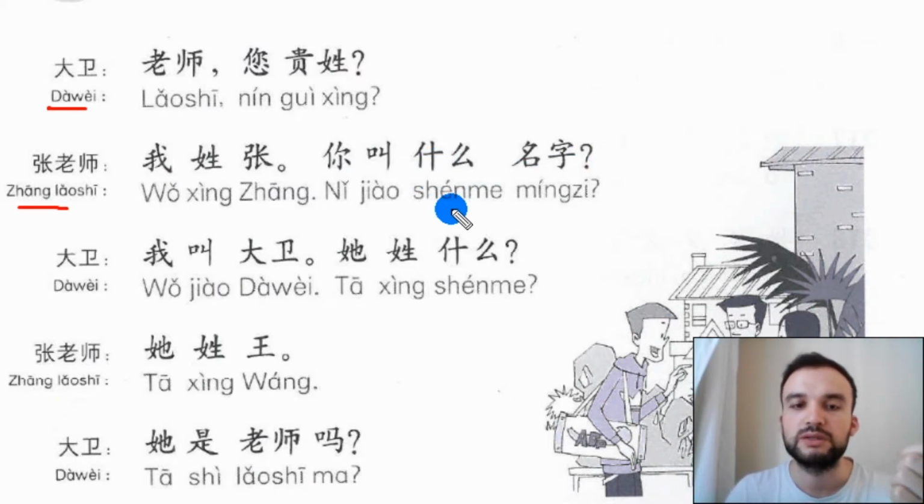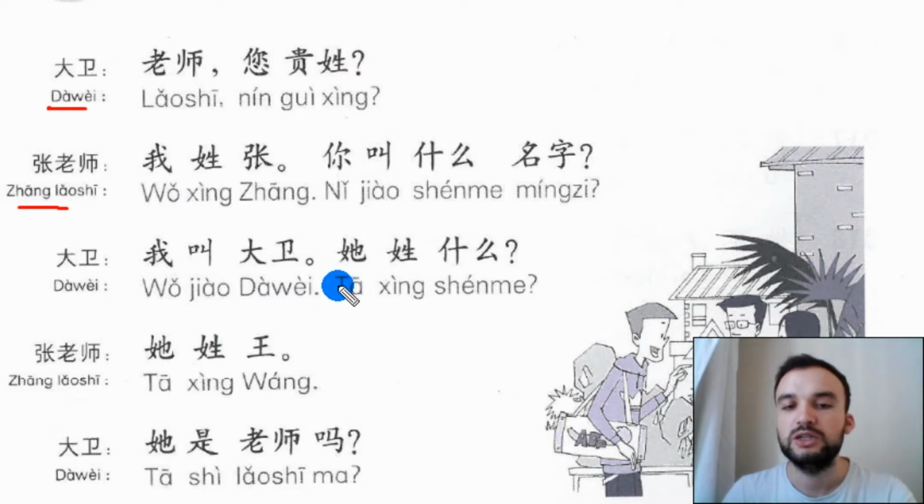你叫什么名字？What's your name? And the way I answer is 我叫大卫. My name is David. And 他姓什么？And what is her surname? Xing means surname. What's her surname? And here, this one is the teacher. This one is David.